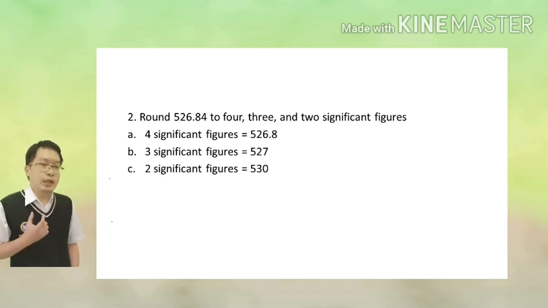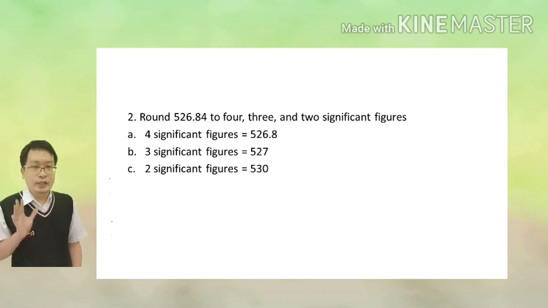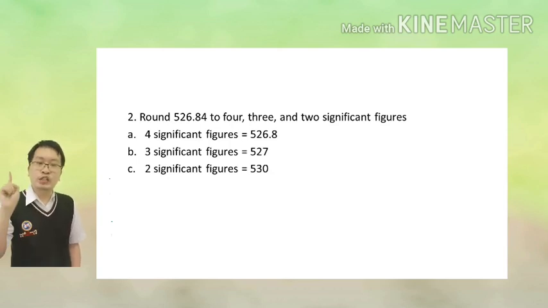Of course, you will be asking me how to round 526.84. First, check how many significant figures 526.84 has. After you check, 526.84 consists of 5 significant figures. To change it to 4 significant figures, I put in my slide 526.8.